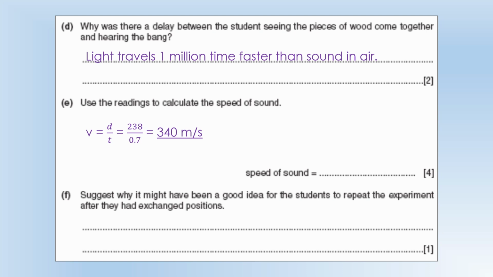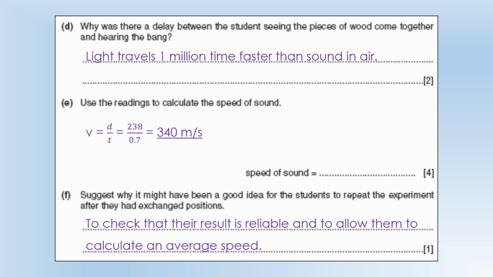Suggest why it might have been a good idea for the students to repeat the experiment after they had exchanged positions. Well, to check if their result was reliable, though you know it's reliable if you keep getting the same reading over and over again, and it would also allow them to calculate an average speed while having several sets of data.